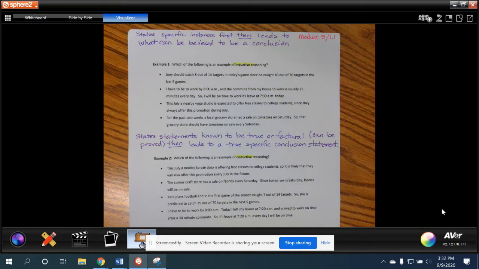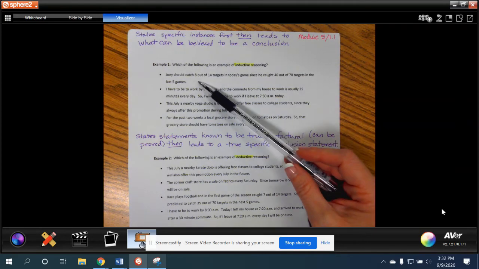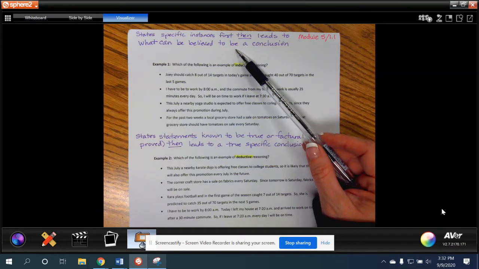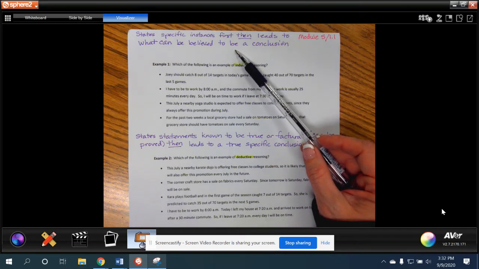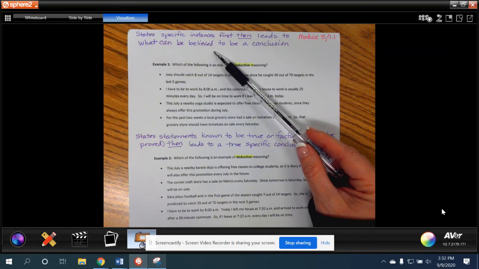And let's first go ahead and define what is inductive versus deductive reasoning. So as notated at the top here, inductive reasoning is where it states specific instances first, then it leads to what can be believed to be a conclusion. So again, it's going to state the specific instance first. If it doesn't do that first, then it's non-inductive.